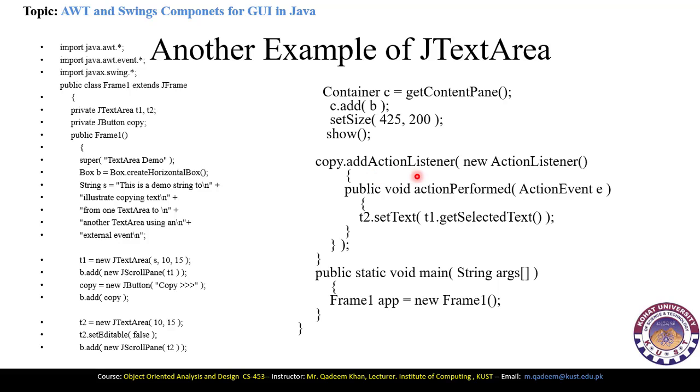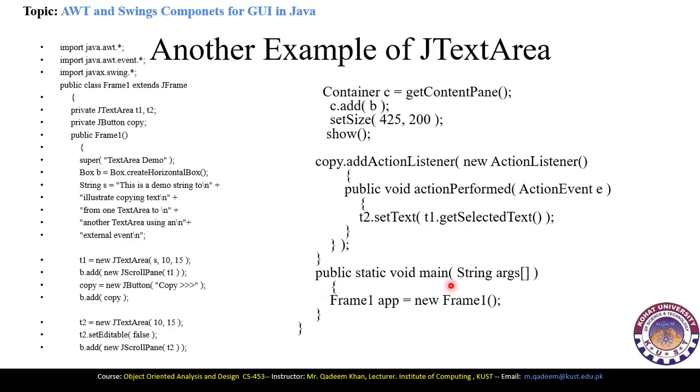Now copy.addActionListener, it is in fact the button which implements the addActionListener. When we click on this button, then this operation will be performed, and this operation is t2.setText(t1.getSelectedText). So it will get the selected text, and that selected text will be assigned to the second text area. Means that it will be displayed inside of this second text area.